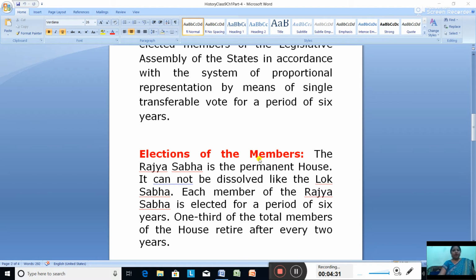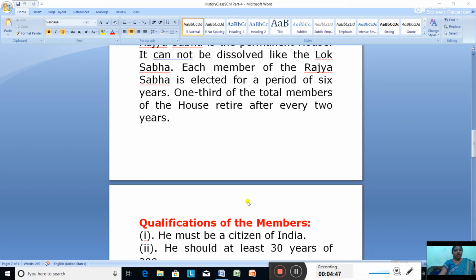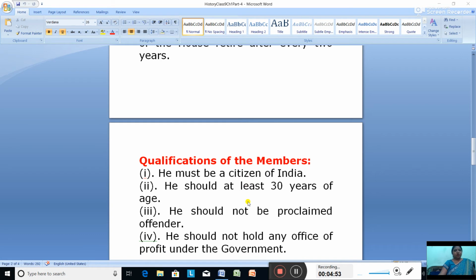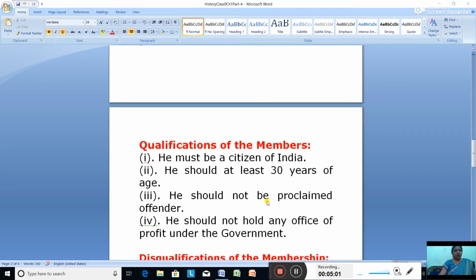So what is the term of the members of the Rajya Sabha? The term is 6 years, and you will also mention that one third of the total members of the house retire after every 2 years. Next, qualifications of the members. What should be the qualification to become a member of the Rajya Sabha? He must be a citizen of India. He should be at least 30 years of age. He should not be a proclaimed offender. He should not hold any office of profit under the government. These are the qualifications.